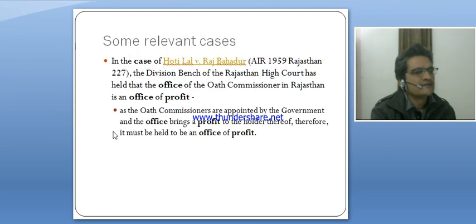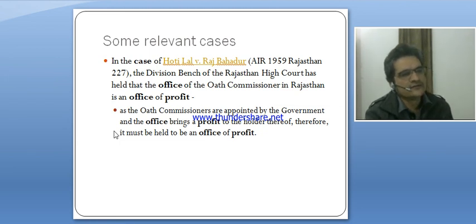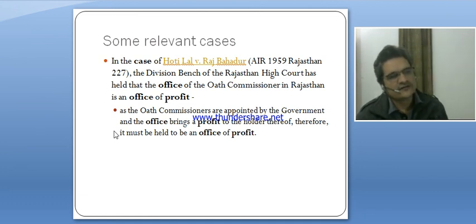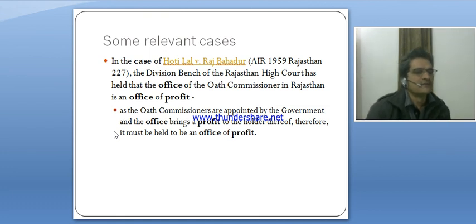Now, these are some other cases where in one case, the High Court of Rajasthan had said that the office of Oath Commissioner happens to be an office of profit, because the Oath Commissioner is appointed by the government and the office brings a profit to the holder. So this is an office of profit. In fact, if an office is under direct control of the government, or the government is paying remuneration to it, then it certainly very clearly becomes an office of profit. There is hardly any room left for any other interpretation.